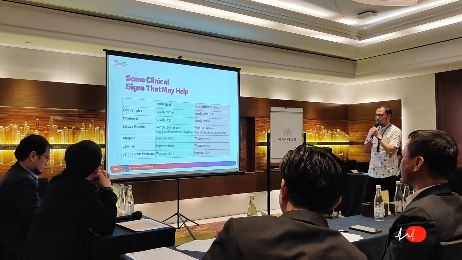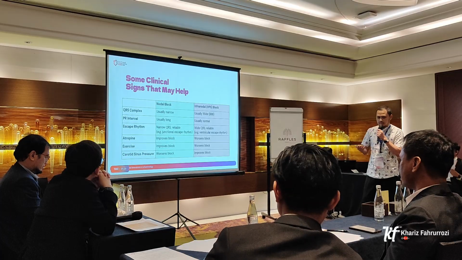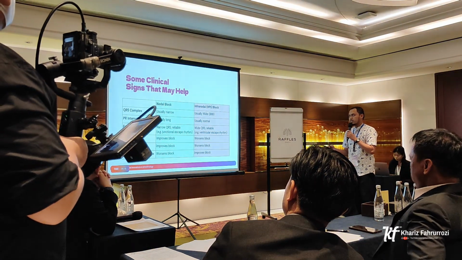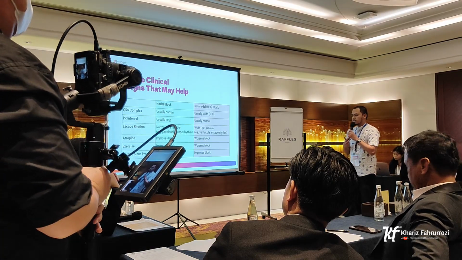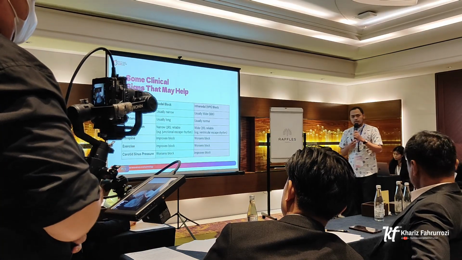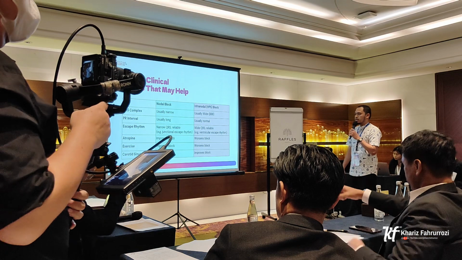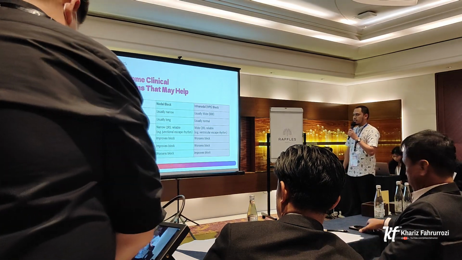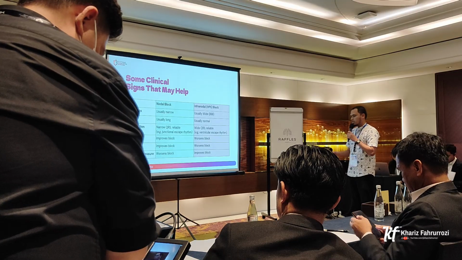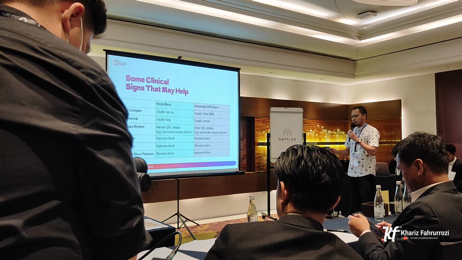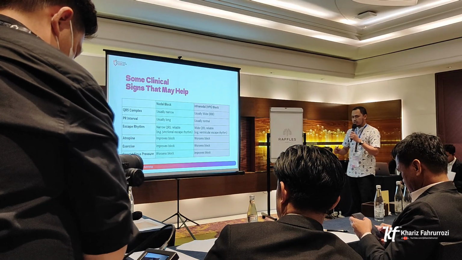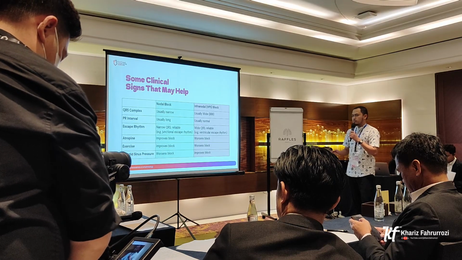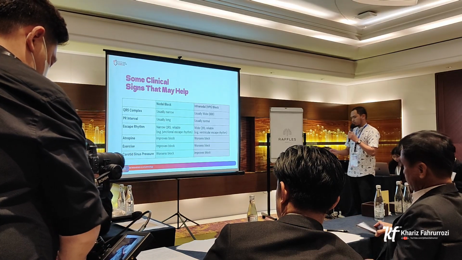There are some clinical signs that may help us as a GP at the ER to determine whether our patient has a nodal block or infranodal block, such as the QRS duration, PR interval, escape rhythm, and also we can do some tests like atropine test, exercise test, and carotid sinus pressure. However, we should also do serial ECG to confirm whether our test is right or wrong.